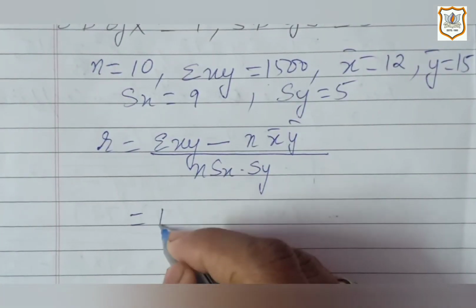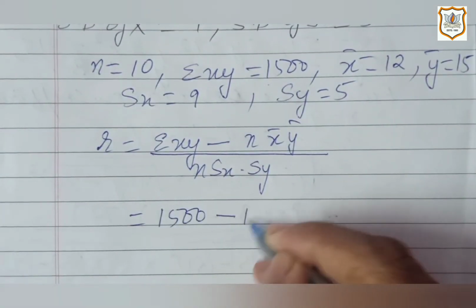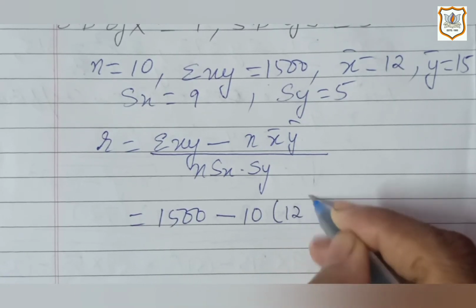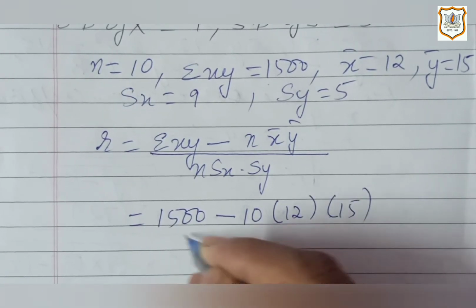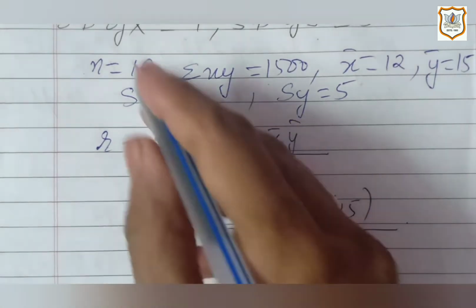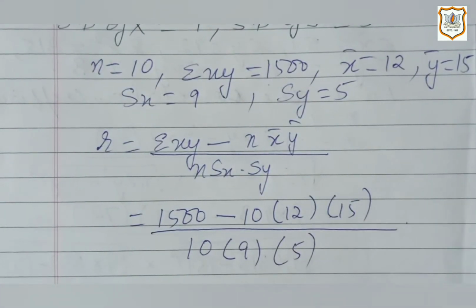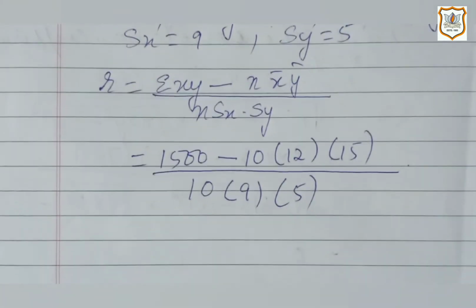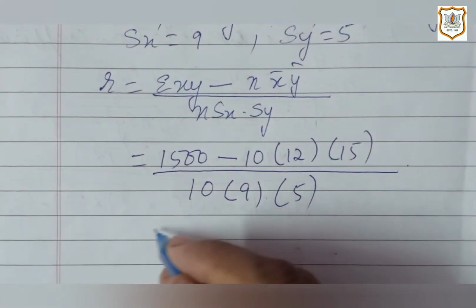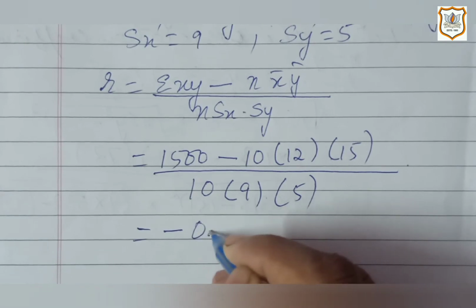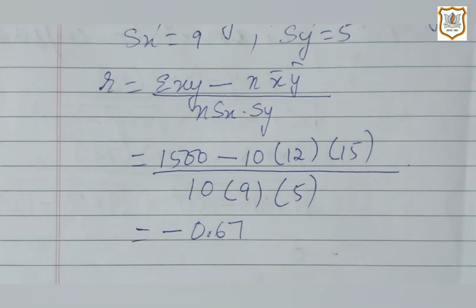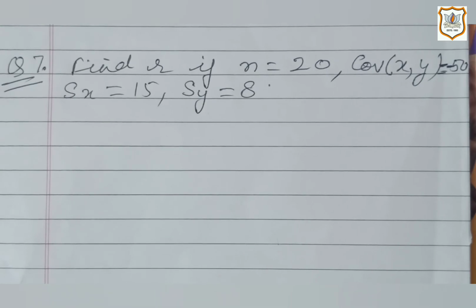So this is 1500 minus 10 into 12 into 15, divided by n is 10, Sx is 9 and Sy is 5. Now solve this and the answer which we will be getting will be minus 0.67.